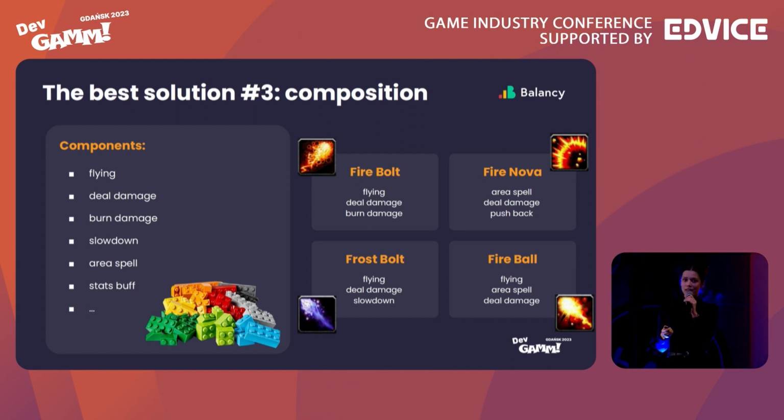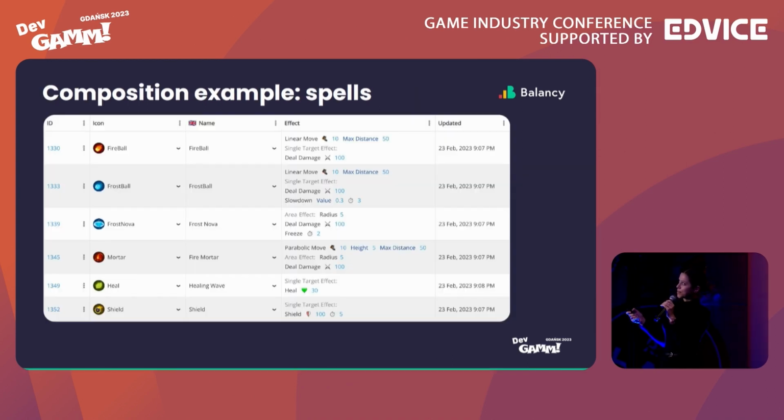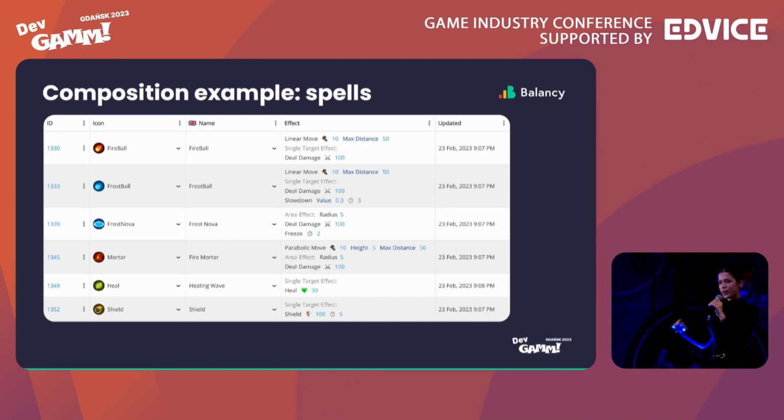And what about game designers? For game designers, composition may look like this. You can already see that it's a very convenient way to read things. So instead of having hundreds of columns, we have one column which is called effect, and we put all components in just one column. So each spell includes only components that it needs. We do not put zeros, like in huge tables.